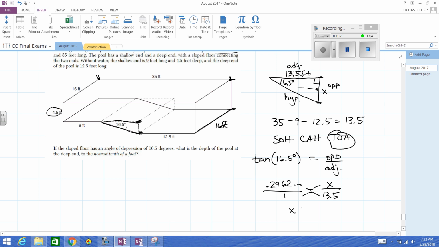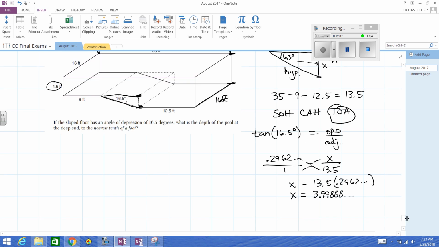Then we'll cross multiply, and whatever that is, 3.99, it's essentially 4. So this extra portion is another 4 feet. So you kind of look at it like this: from here to here is 4.5, and from here to here is about 4.